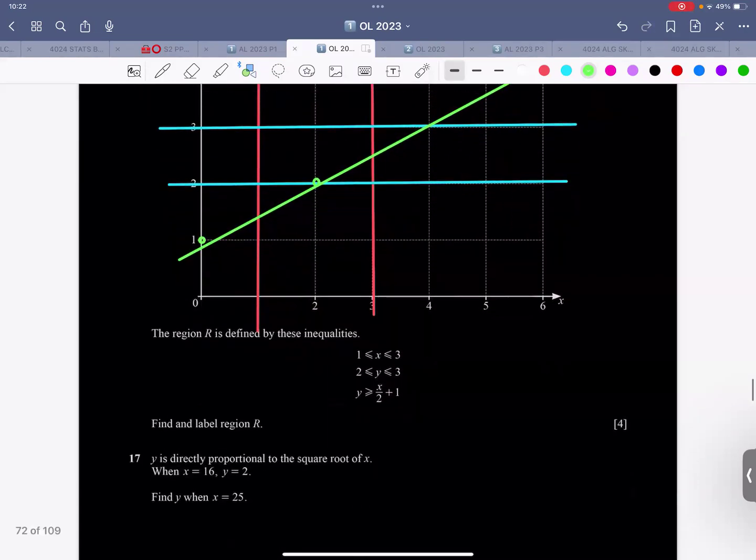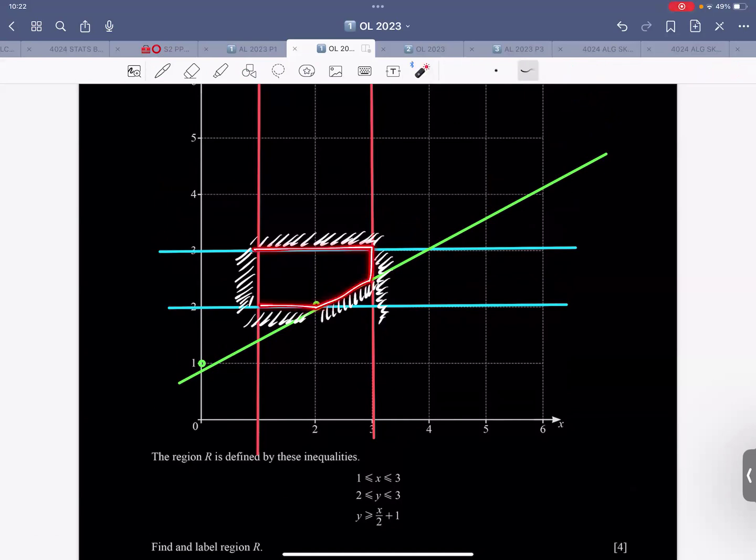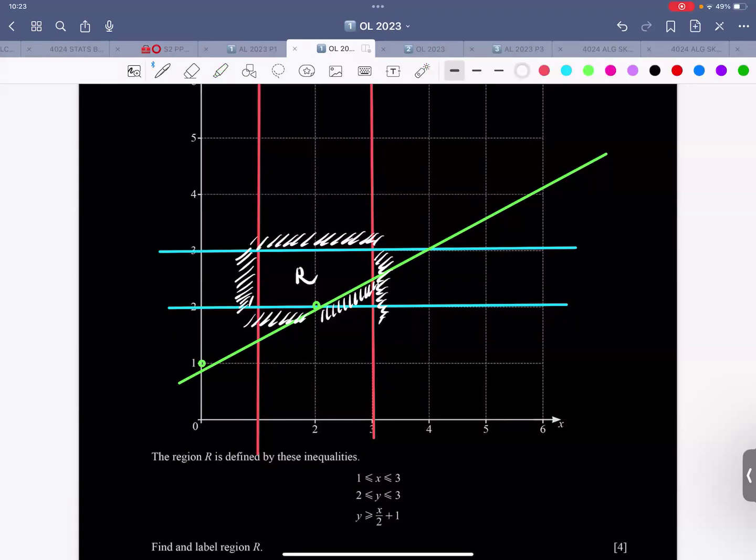So now find and label the region R. I'll label the region R like this. It has to be like this. This is not included, that's outside. This is outside. This is outside. And now like this. So this region, this trapezium kind of thing, not exactly, is the region that is defined by R.